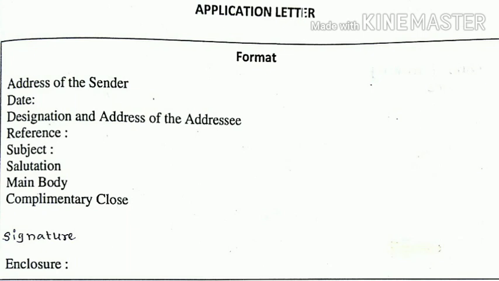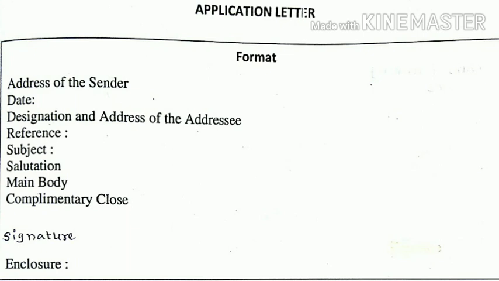In this format, first of all, the address of the sender, then date, then designation and address of the addressee, then reference. In an application type of letter, reference is important. It may be an advertisement from a newspaper, or it may be a letter which you received. Then subject of the letter, then salutation, then main body of the letter, and then complimentary clause.